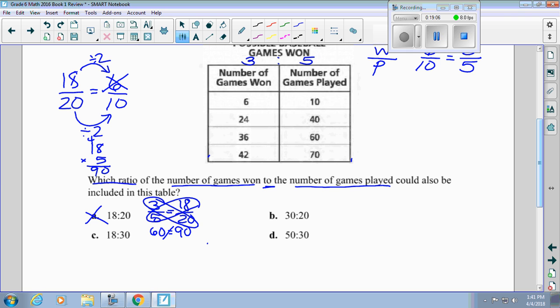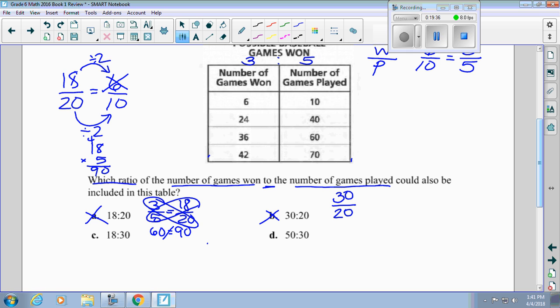All right, choice B over here, we have 30 to 20. So again, number of games won, they're saying they won 30 out of 20 that they played. Well, here on Earth, if you're only playing 20 games, I don't really know how you can win 30. So that really makes no sense. I mean, heck, we'd all want to be on that team, but it's impossible to win more games than you actually played.